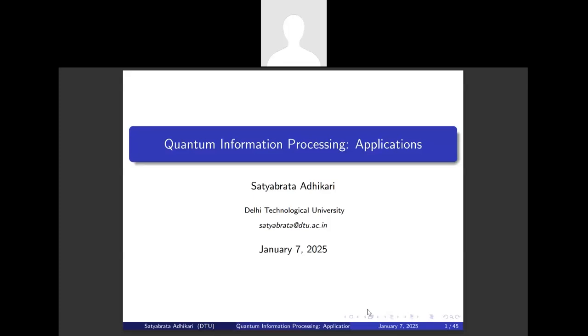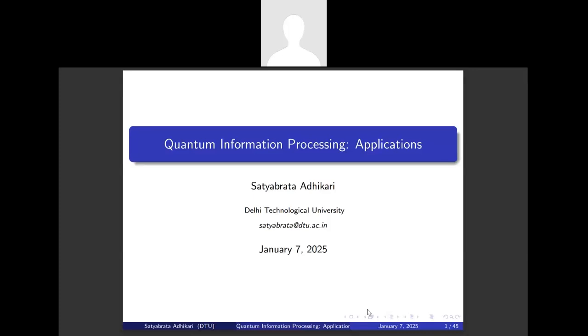The title of my talk is Quantum Information Processing and its Application. Basically, I am from a mathematics background, so you will find a lot of mathematics in this talk. But side by side, I will talk about the physical implications of that mathematics, and I will talk about entanglement and how to detect entangled states, and what the possible experimental realization of the entanglement detection scheme would be.